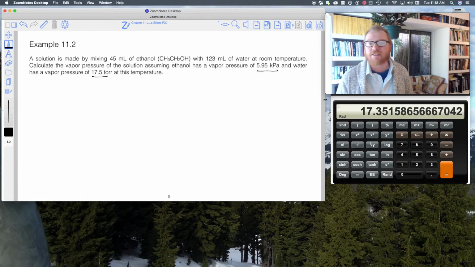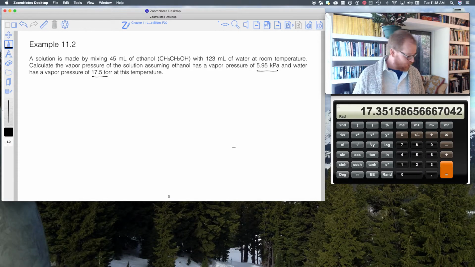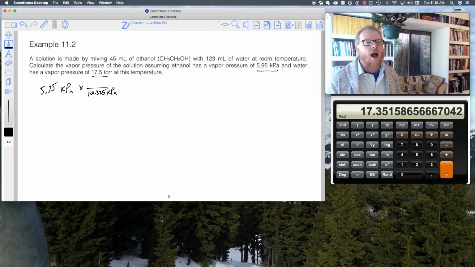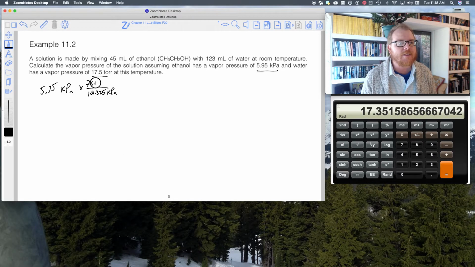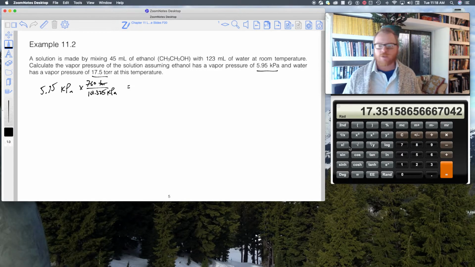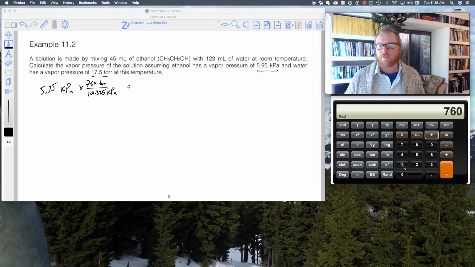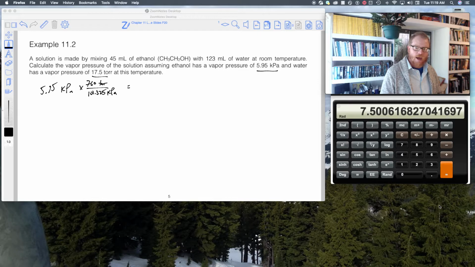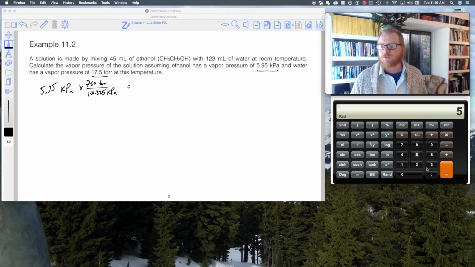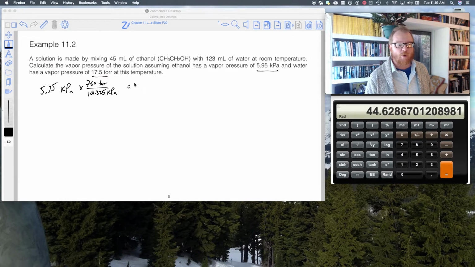Okay. So the first thing to notice is that we have to have those pressure units the same. And it doesn't really matter if we convert to kilopascals or torr, they just both have to be the same. So I'm going to convert this 5.95 kilopascal into torr. Okay. So I recognize from my little chart here, right, that you always have these numbers on an exam. I'm not going to make you memorize them. 101.325 kilopascal is the same as 760 torr. So let's say 760 divided by 101.325 equals, and let's see here. Oh, and then I have to multiply by 5.95. And then times 5.95 equals. Okay, great. So that's 44.6 torr.